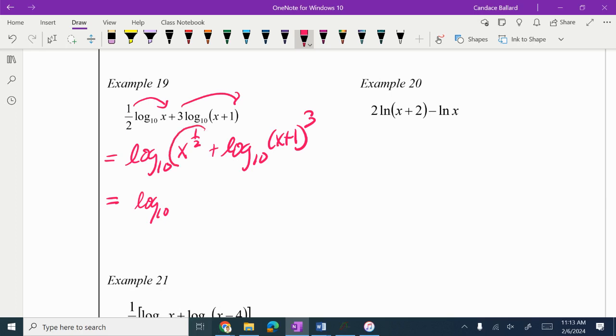Is there another way to write x to the 1/2 power? I've got to go back to a root. What's the same as x to the 1/2? Isn't that the same as saying square root of x? Right? The denominator goes in the root, and the other exponent goes on the x. Okay? All right, so I could write it as square root of x times (x plus 1) cubed.